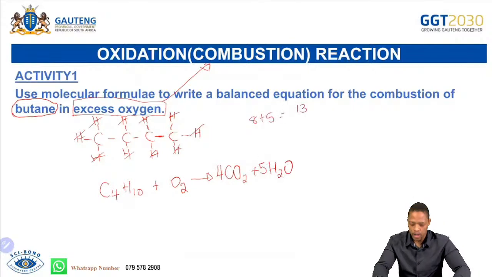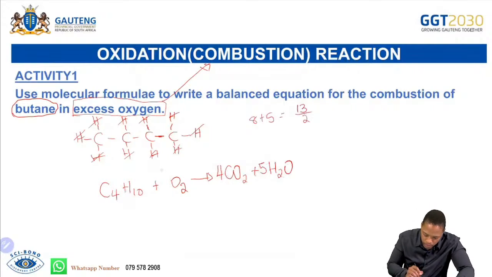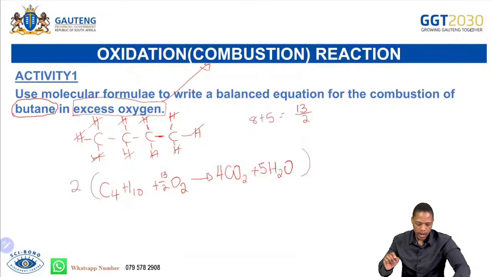Again, we are having that problem of saying 13 divided by 2, it's not going to be a whole number, it's going to be a decimal. However, we do not stress, we take it as it is. 13 divided by 2, write it here, 13 divided by 2. Then from there, what do we do? We multiply the whole reaction.